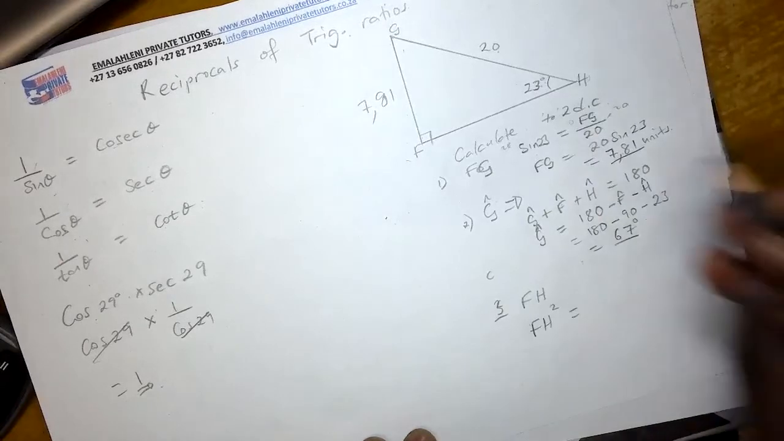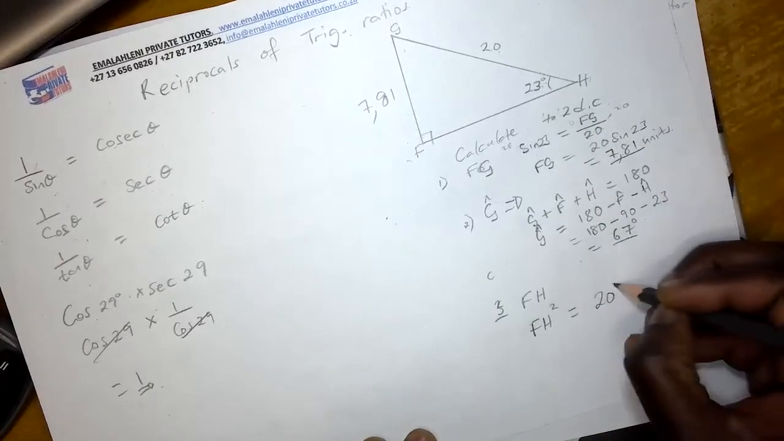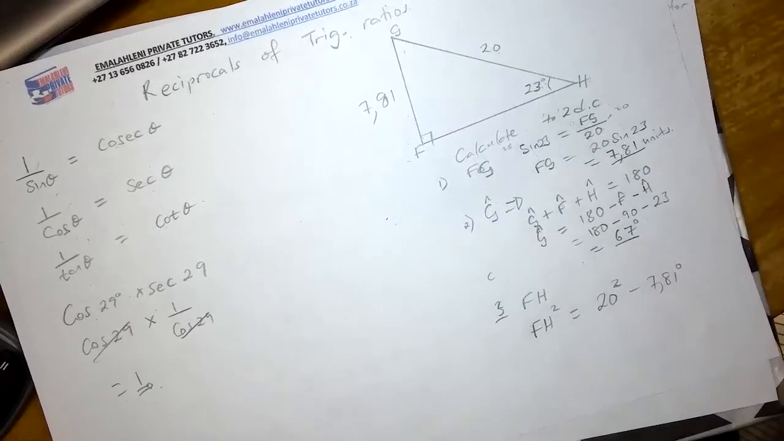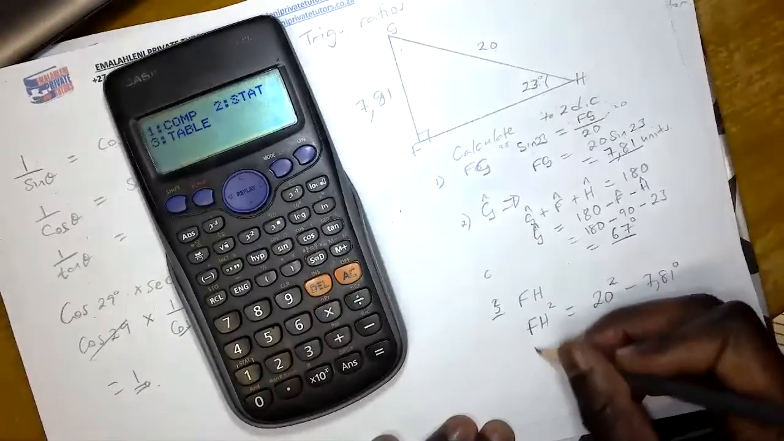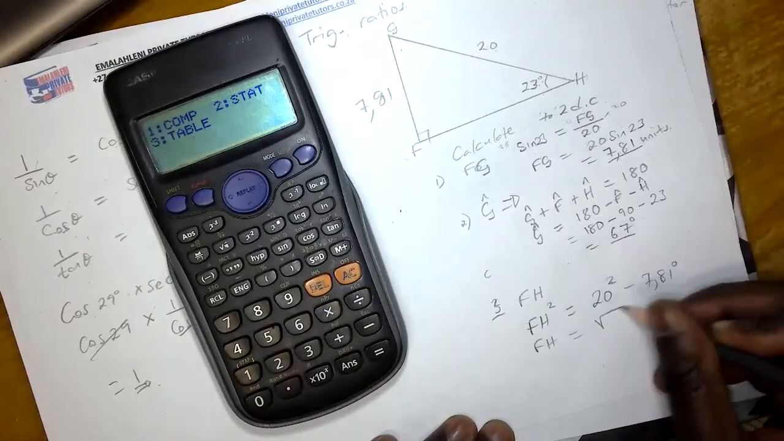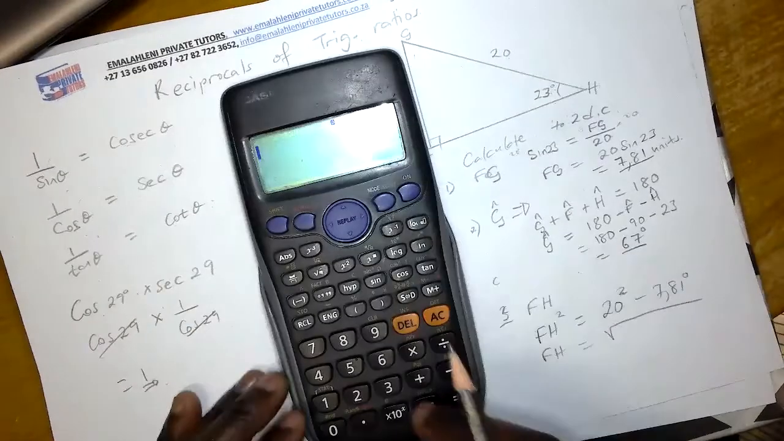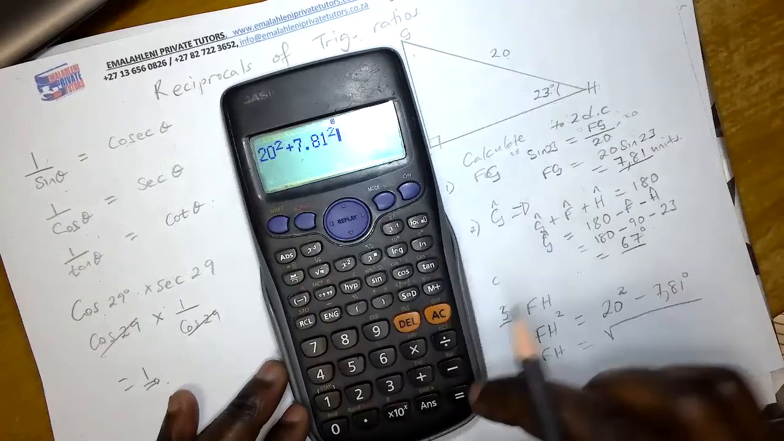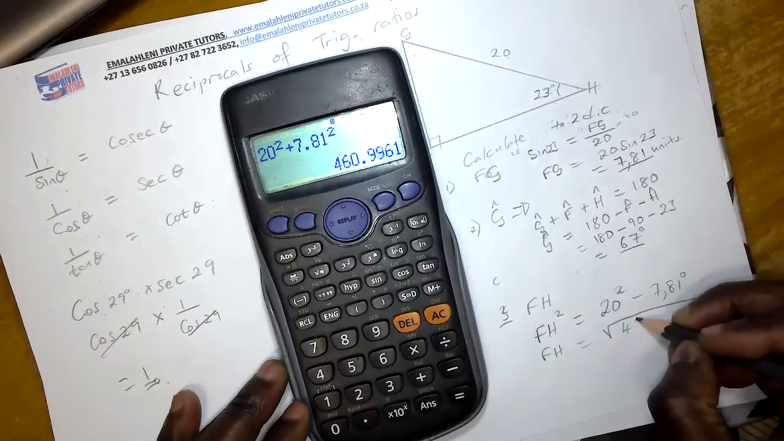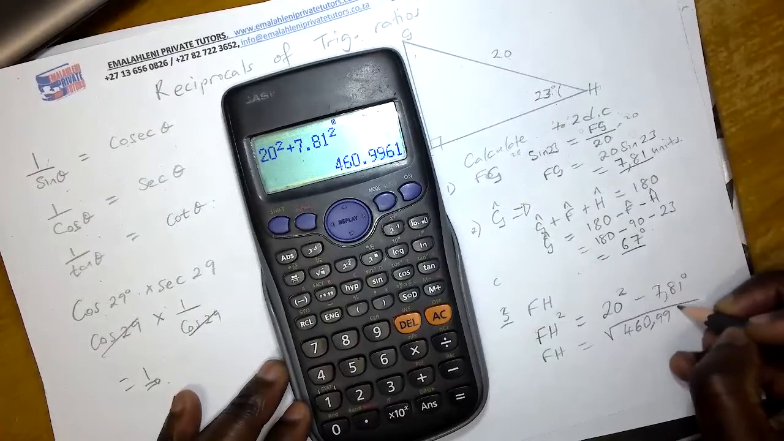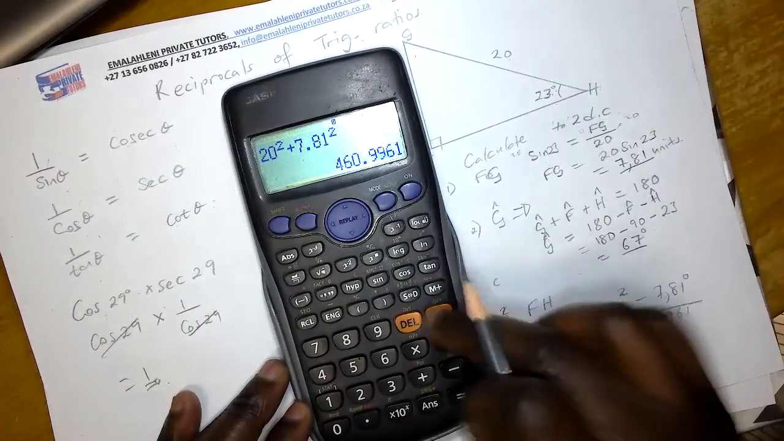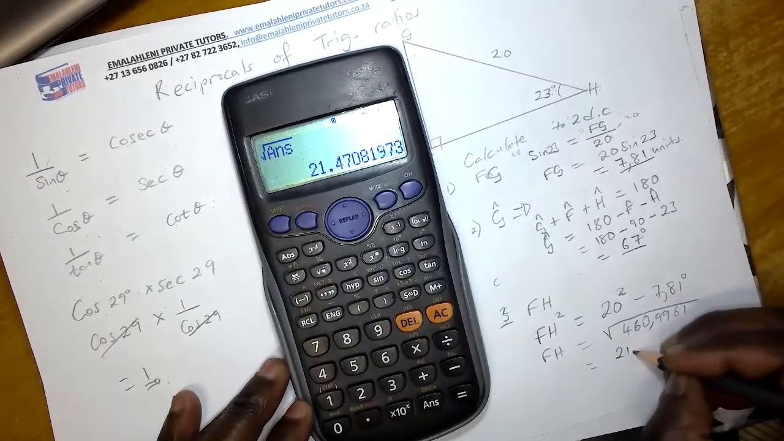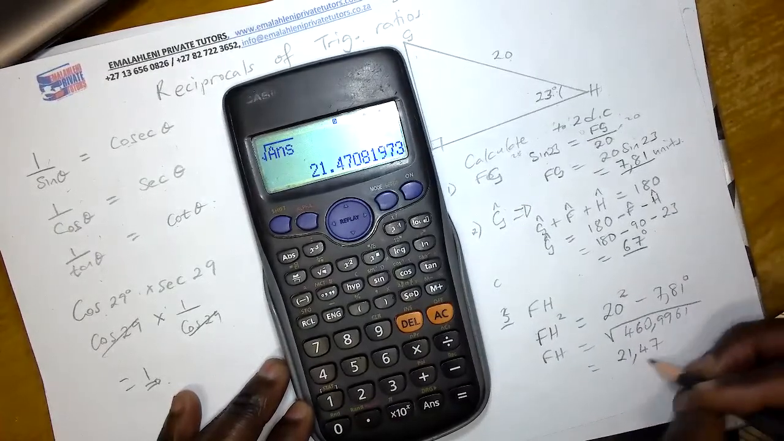We're going to say it's going to be equal to 20 squared minus 7,81 squared. And when we do that, what do we get? FH is going to be root of what we have here, 20 squared plus 7,81 squared, we get 460,9961. Root of that, we get 21,47 units.